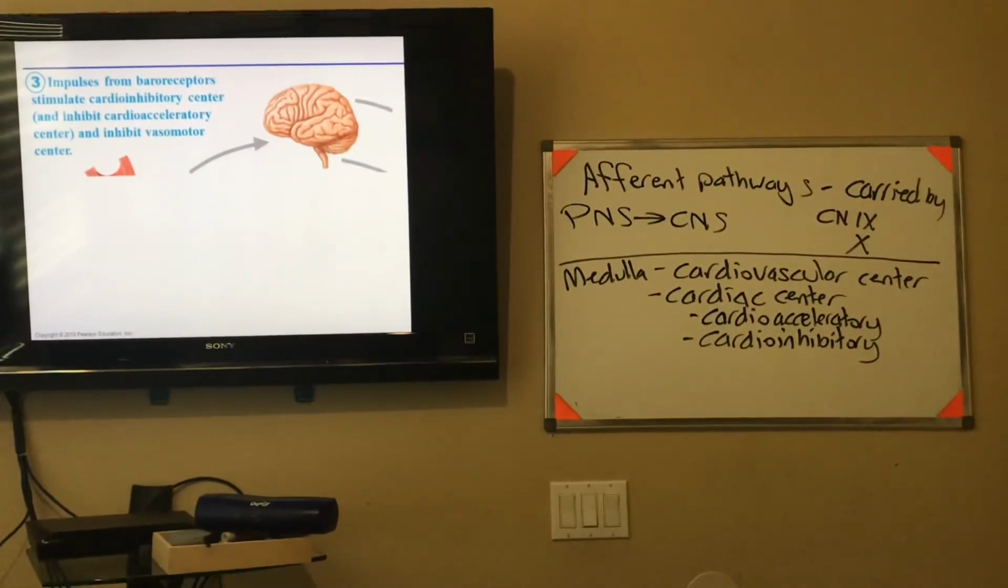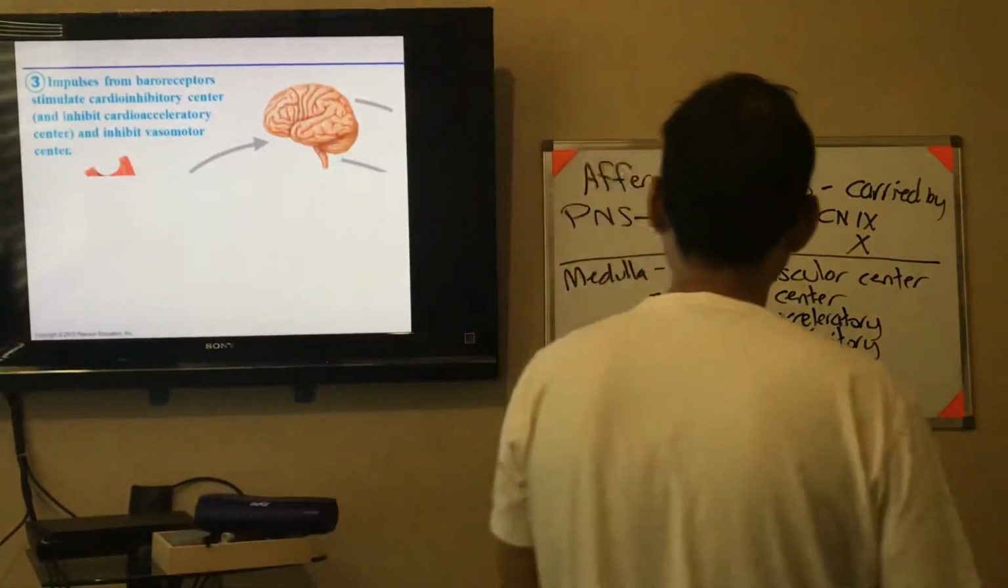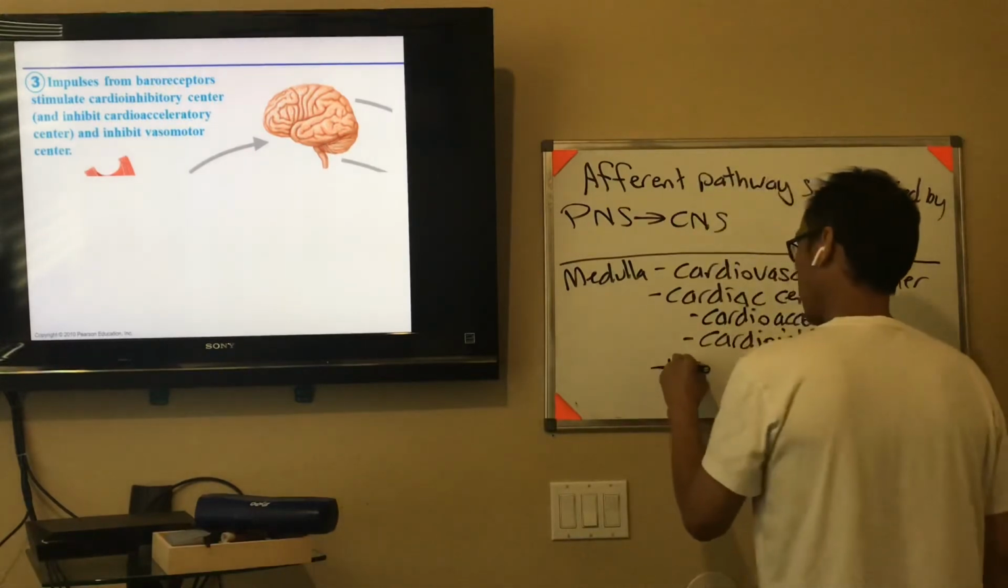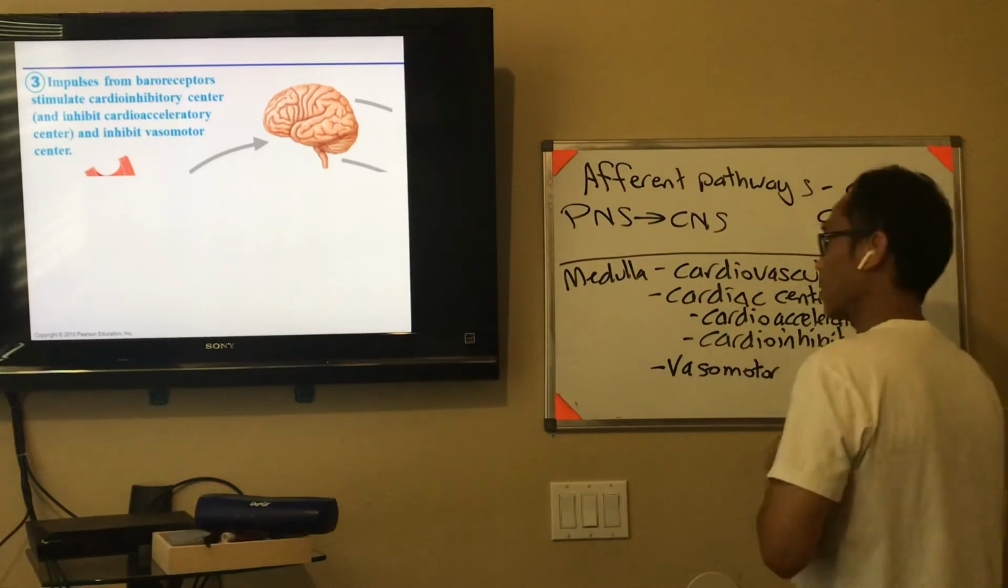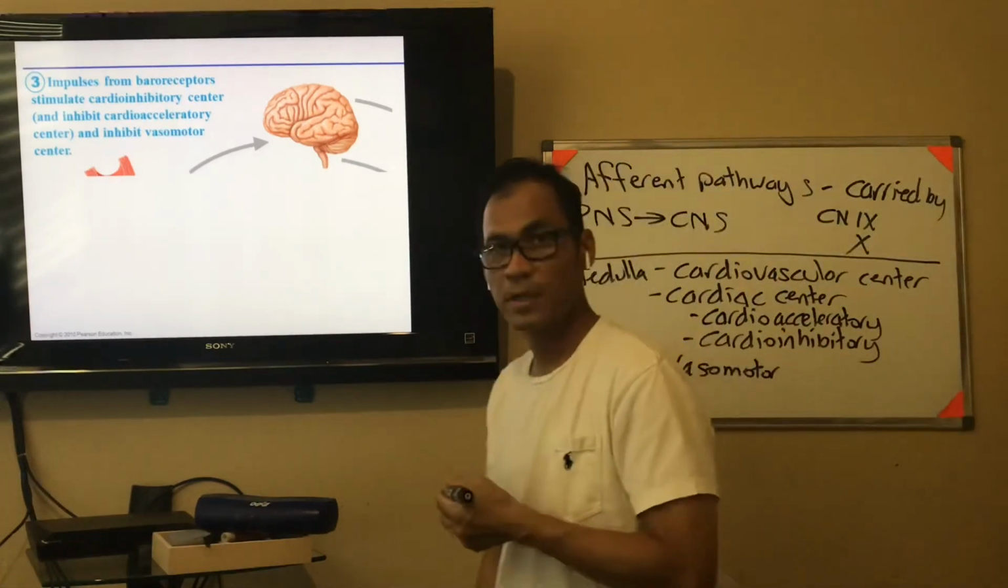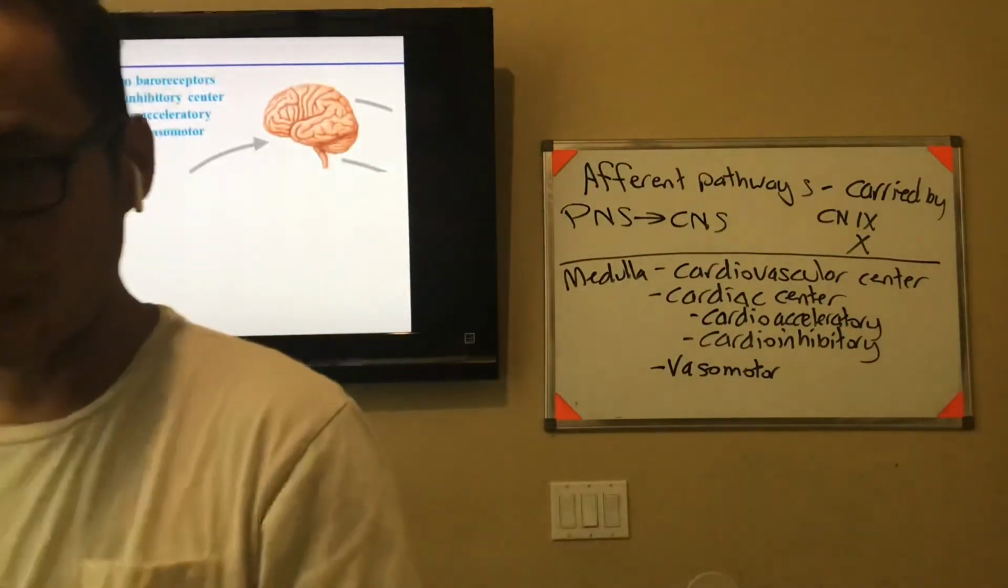And the third center is the vasomotor center. It'll help control the blood vessels. So those are the subcenters that control heart and blood vessels that we'll talk about.